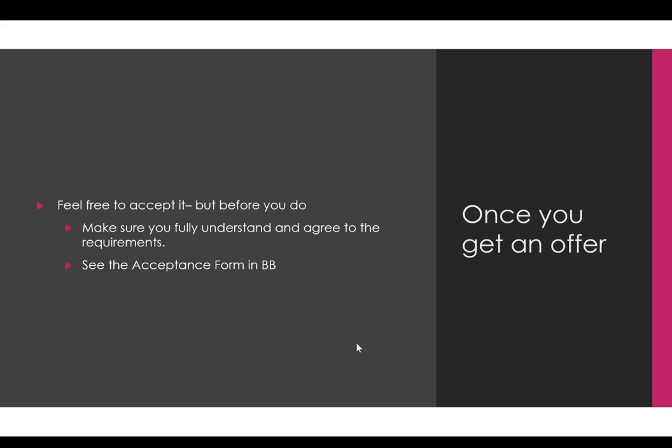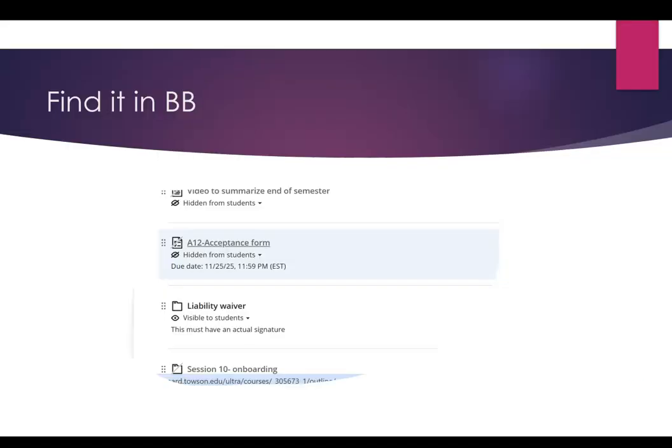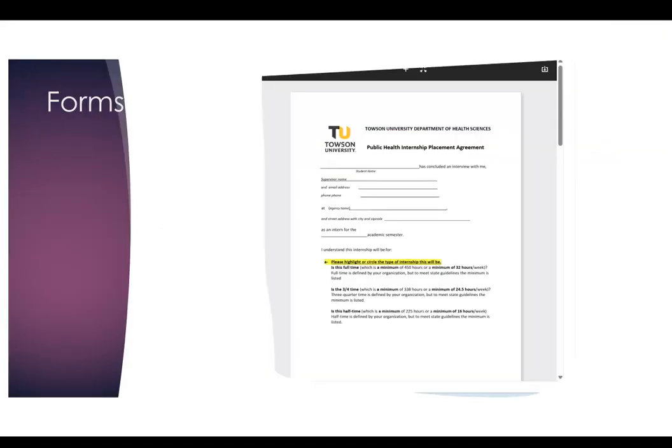When you get an offer, you're free to accept it, but before you accept it, make sure you fully understand the requirements and agree to the requirements. You're going to be able to see something called the acceptance form in Blackboard in the final session for this class, and we're going to look at it now online. So this is what the acceptance form looks like. The due dates are not your due dates. But there'll be something called an acceptance form. When you open it, it's 4 pages long, and we're going to look at each of the pages. This all needs to be filled out completely for me to accept it.